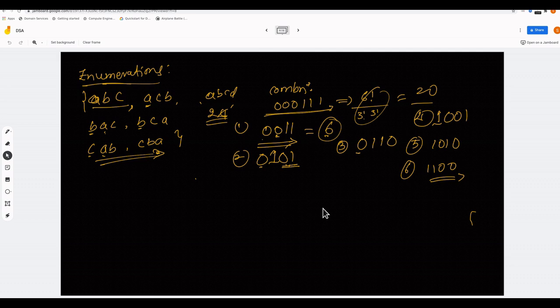Right. So we got 6 combinations. I know I just kind of rushed through the details, but you need a little practice for this. And this is very important.